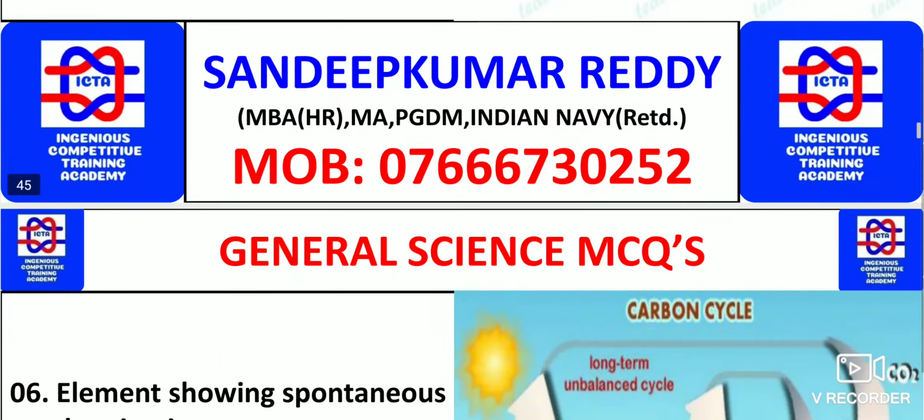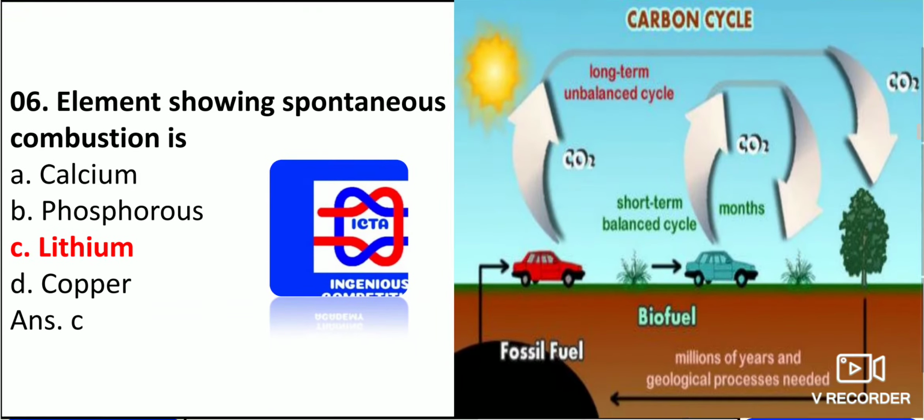Next we have the element showing spontaneous combustion, that is, lithium. It has the characteristic that it spontaneously combusts. As you can see how exactly lithium combusts spontaneously, and there are various types of combustion I had already discussed: spontaneous, slow, explosive, and various other combustion procedures. You can directly go through my previous slide.